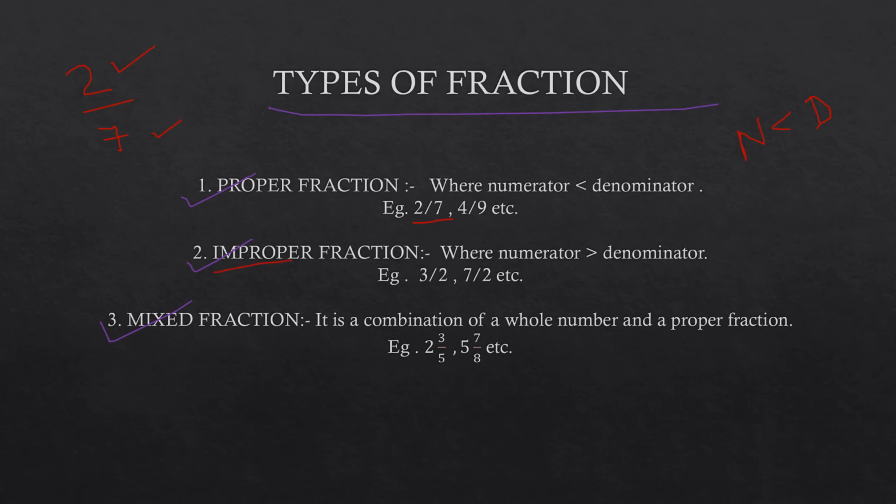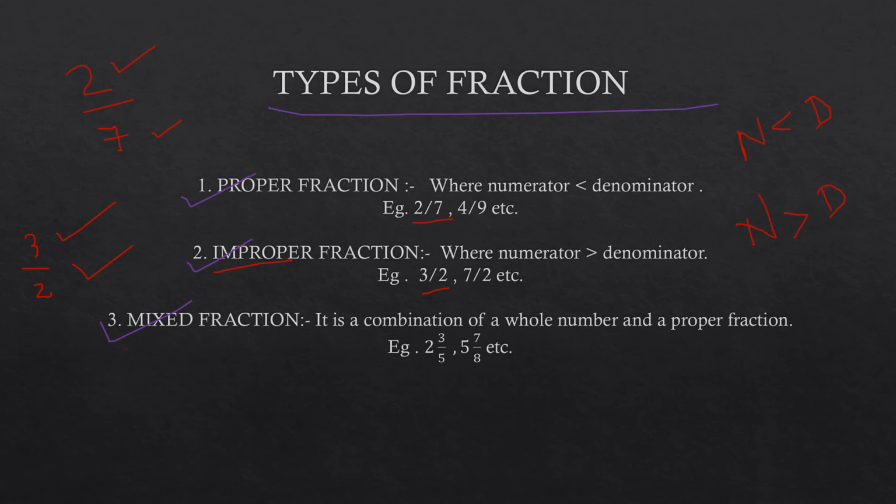When it comes to improper fraction, what happens? In an improper fraction, the numerator is greater than the denominator. This is the reverse case of a proper fraction. Here the numerator is greater and the denominator is smaller. These types of fractions are taken as improper fractions. In the example, you can say 3 by 2. Numerator is greater, that is, 3 is greater than 2. Hence, this is taken as an improper fraction.